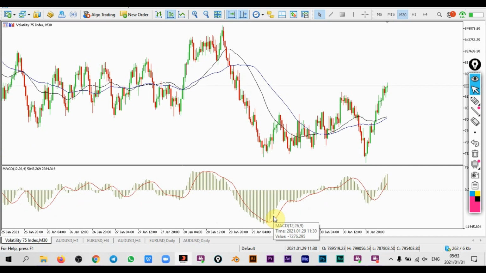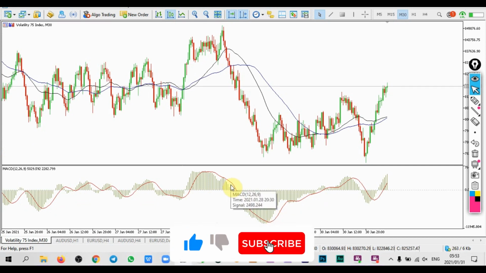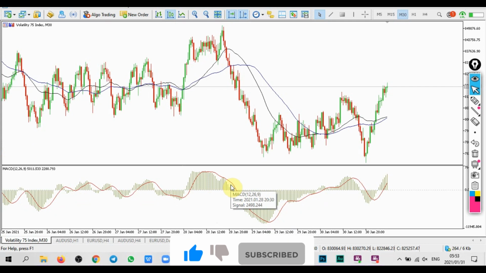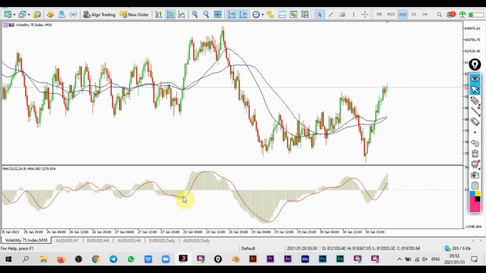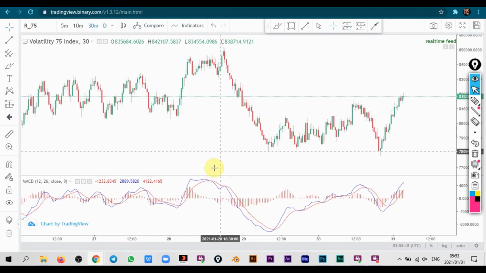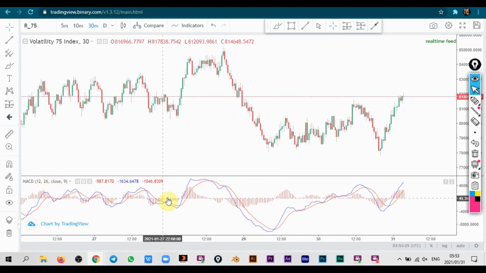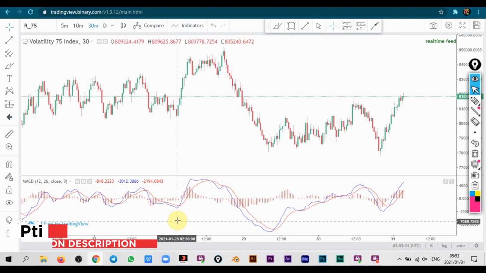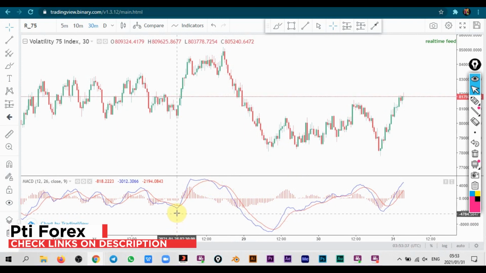So for clarity, guys, I will just use the TradingView template from Binary just to explain a bit of this. So let us just go into it. I'm just going to be using this chart. The difference is that on MT5 we have one line, which is the signal line. We don't have this moving average here. This is just a basic moving average, so we don't have it on MT5, but it doesn't make any difference.